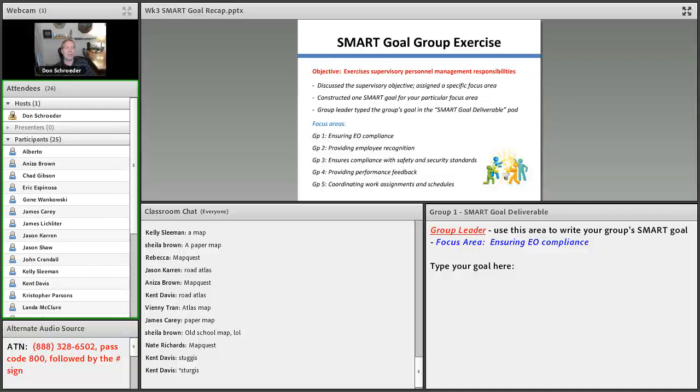Okay. Well, let's do this as a whole, and let's take Group 2's. Providing employee recognition. So what I'd like you to do is we're going to look at these succinctly. As you see over here on the far right-hand side at the bottom, this was the area that once the group would have brainstormed, their group leader would have written into the group leader's own little chat pod the SMART goal the group would have come up with. All right, and then we'd all get to see it.